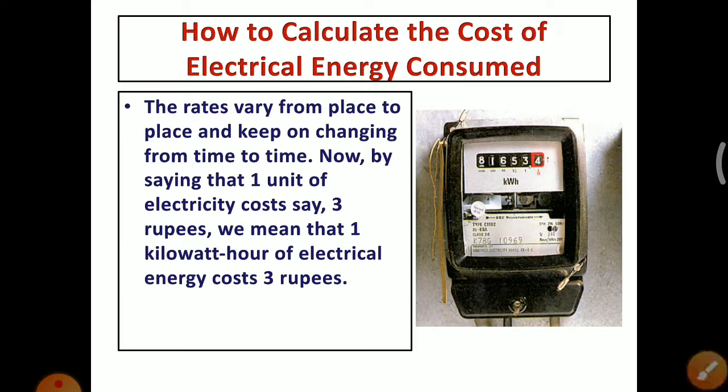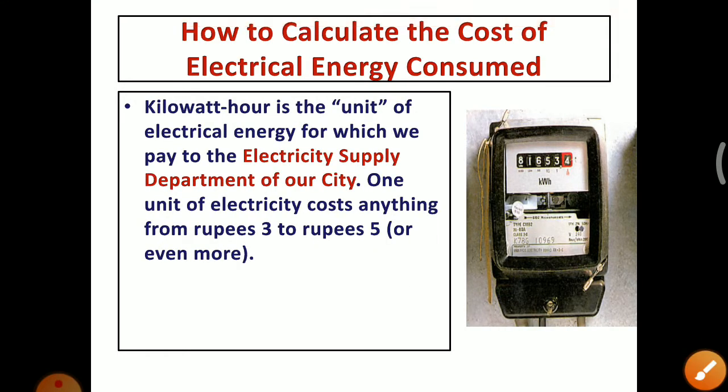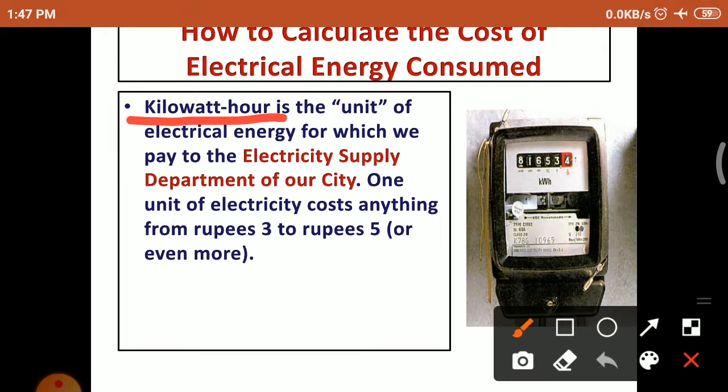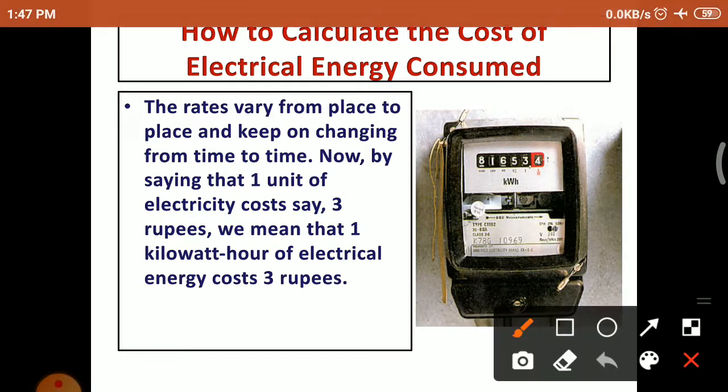The rate varies from place to place and keeps changing from time to time. So the cost of 1 kilowatt hour varies from 3 rupees to 5 rupees, and not only that, the rate varies from place to place. In Tamil Nadu, for domestic purposes, they have given the cost as 1 rupee per kilowatt hour. But in some other state, they will give some other amount.